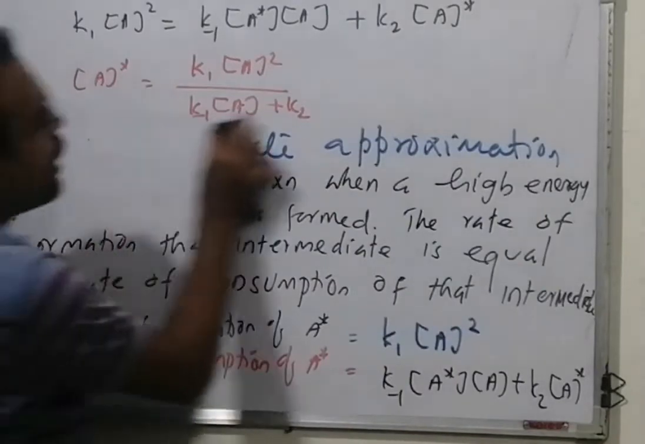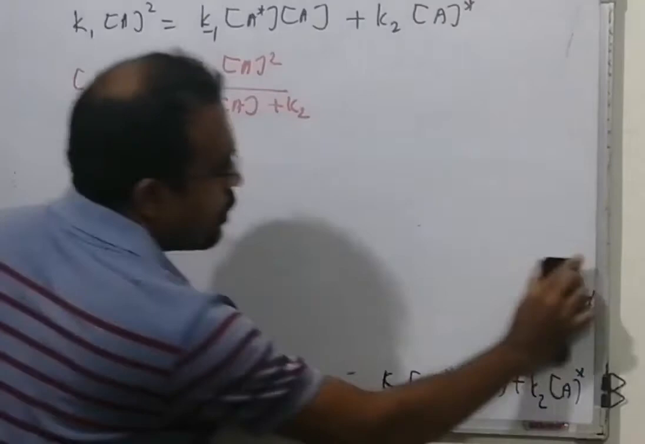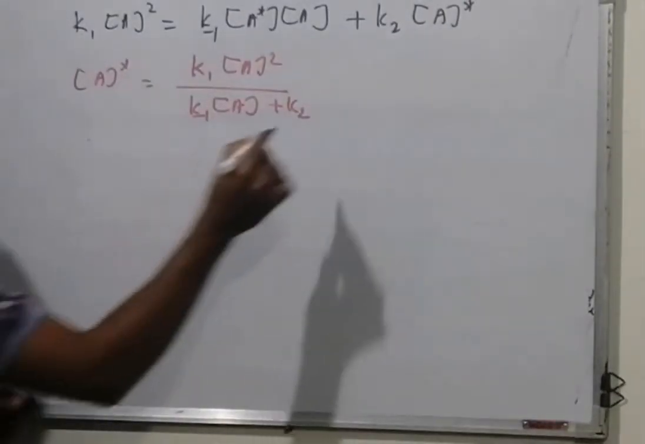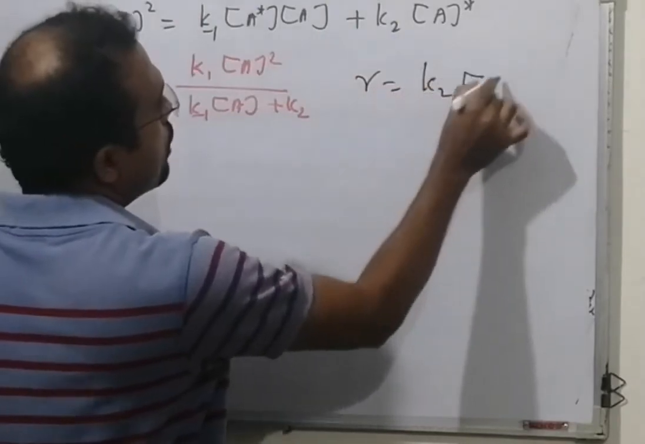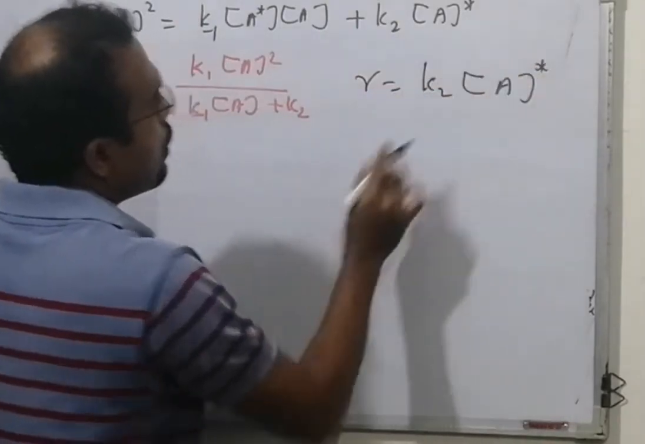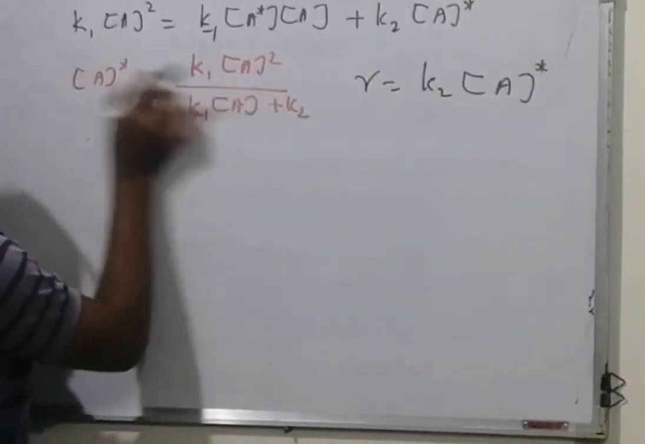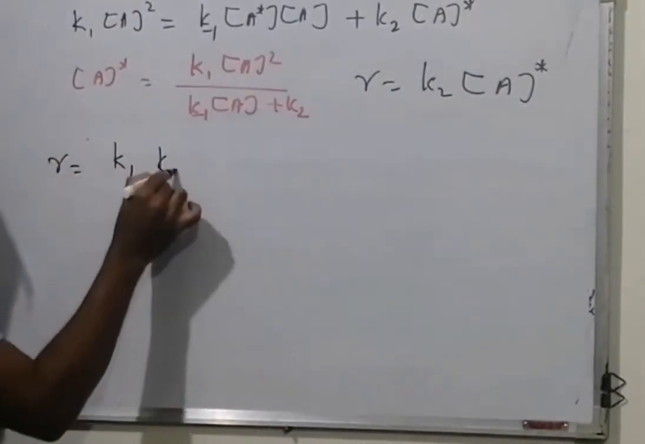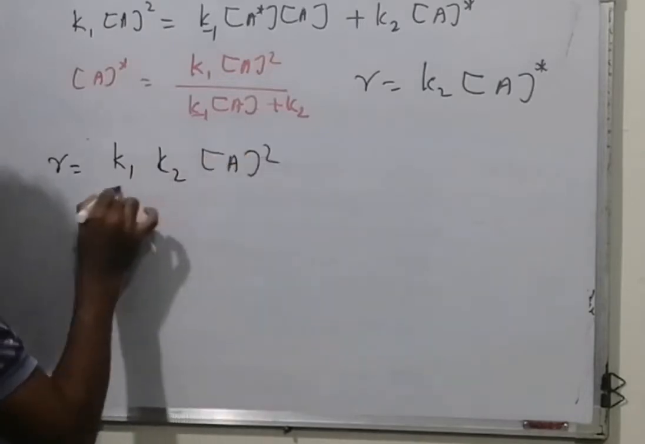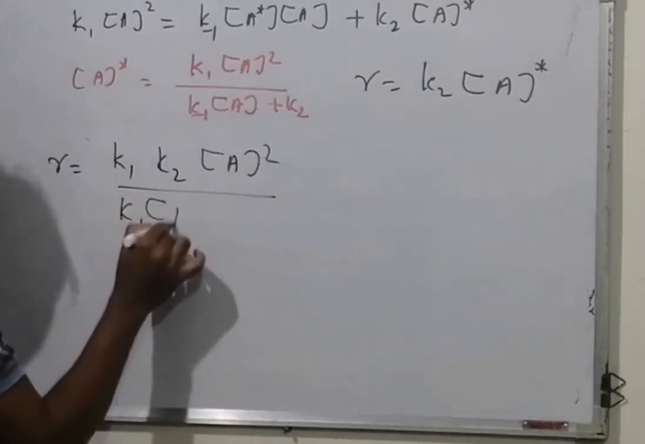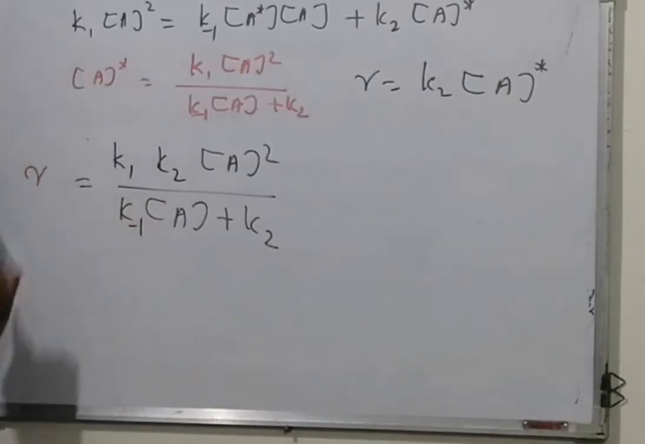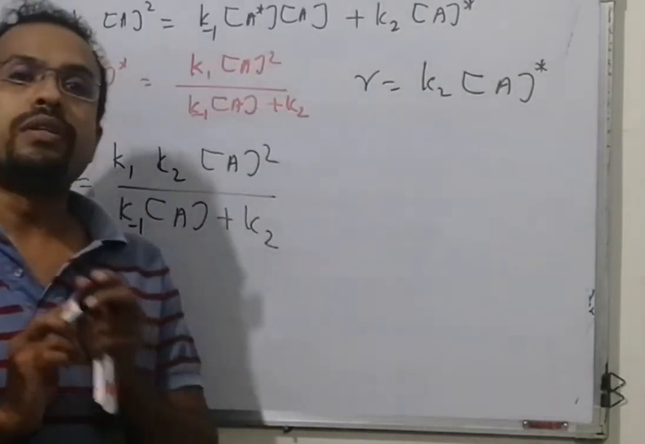Now what is our rate of reaction? The equation was rate is equal to K2 times A star. You put the A star value here. Therefore rate is equal to K1 K2 A square divided by K minus 1 A plus K2. That is the rate. Now you are comfortable.